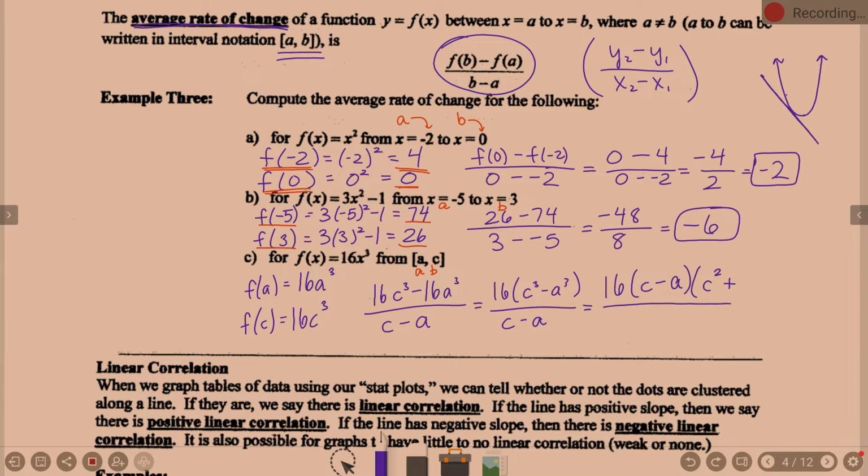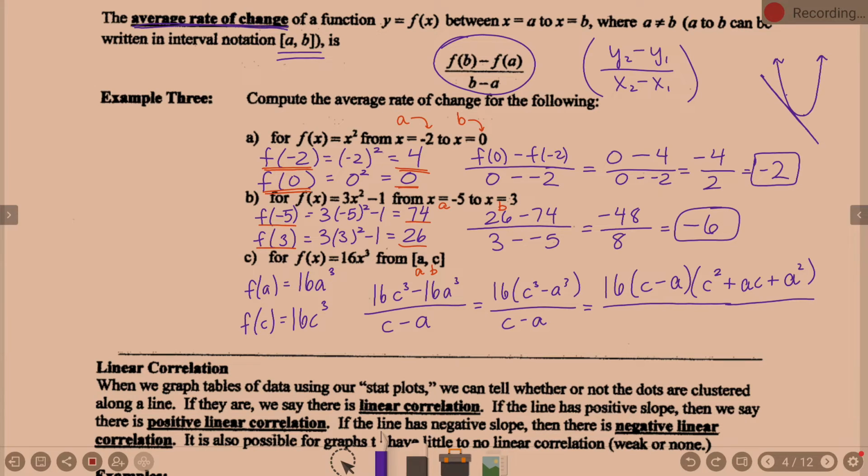My middle term is my two cube roots multiplied together. We had a cube root of C and a cube root of A. C times A is CA, or I'm actually going to say AC. My final term in my trinomial is always plus, and it is the square of the second cube root. My second cube root was A, and A squared is A squared.